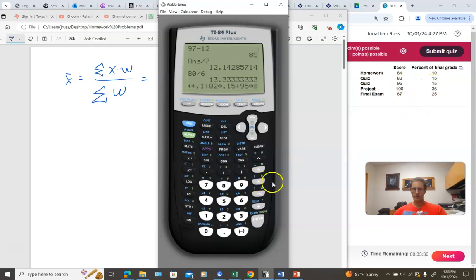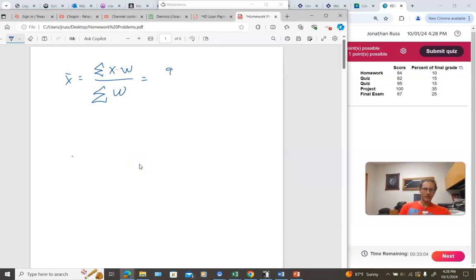times that respective weight, which is another 0.15 or 15% plus 100 on the projects times the respective weight, which is 35%, plus finally 87 on the final exam times 25%. We're going to hit enter. We get 91.7 divided by, now what we do is we sum up all these weights.